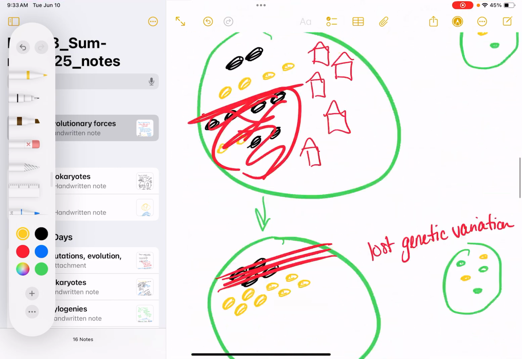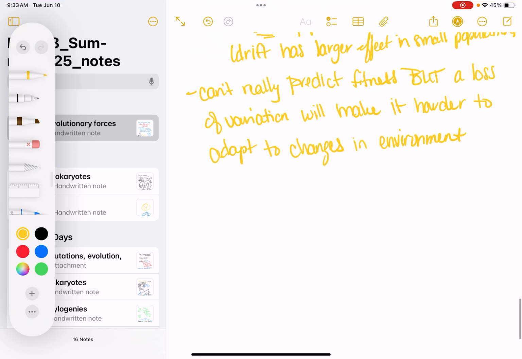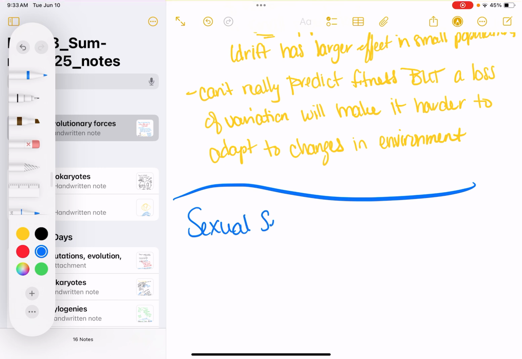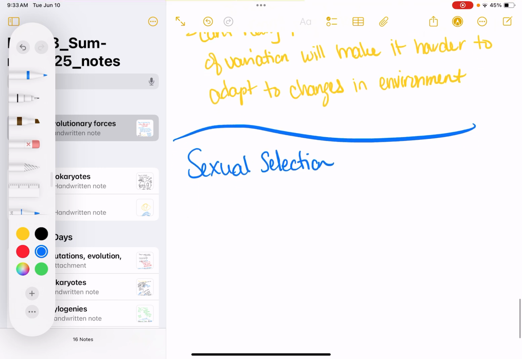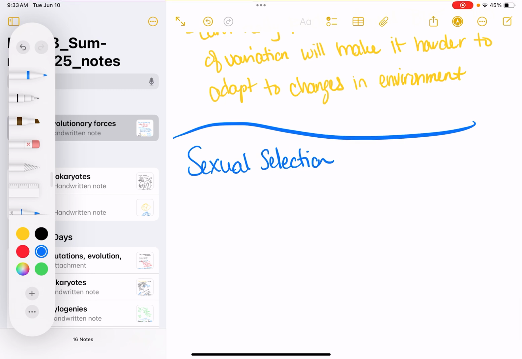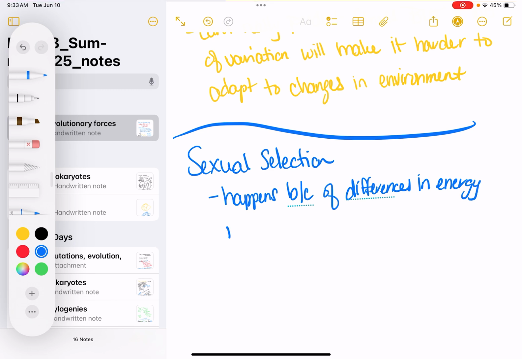Oh, I wanted to talk about sexual selection a little bit. So I think I wanted to talk about this just because it's kind of fun, okay? So sexual selection is a type of selection that happens because of differences in the sexes, and often because of different inputs in how much effort males and females will put into offspring. It happens because of differences in energy input into offspring.